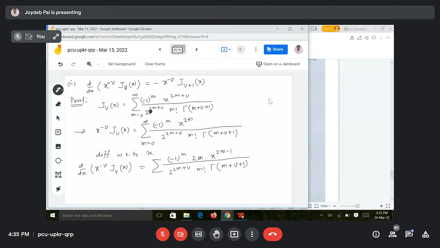Yes, sir. Now if you differentiate that first term, it will be 0. So the first term is vanishing after differentiation. Now what will be the limit then? 1 to infinity. Okay. Now adjust the terms to get J nu plus 1.